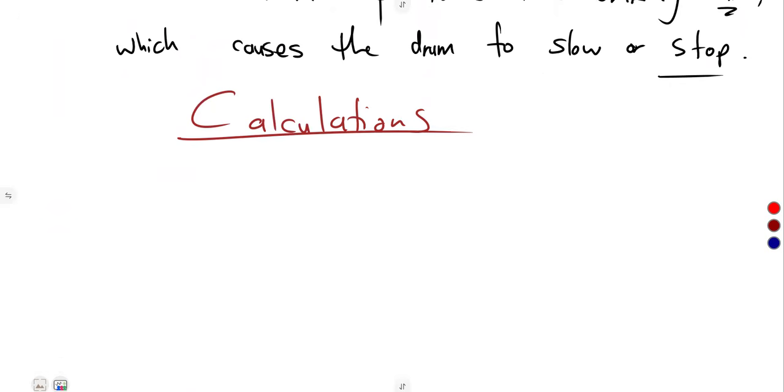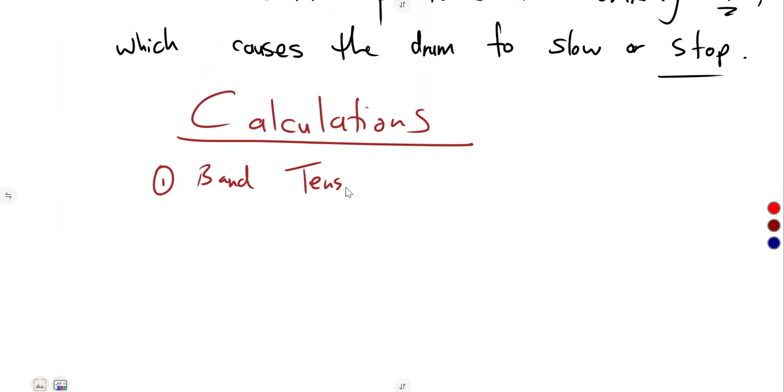All right, so let us consider our calculations here. We can have bend tension ratios. They can ask you for the bend tension ratio for one block, let's say a single block. Remember, guys, tension ratio is always T1 over T2.